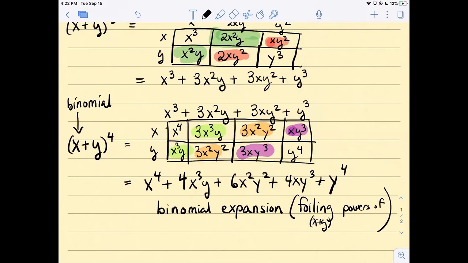So what are some observations we can make in, let's say, x plus y to the 4th? What are the terms? What can we say? What do they have in common?